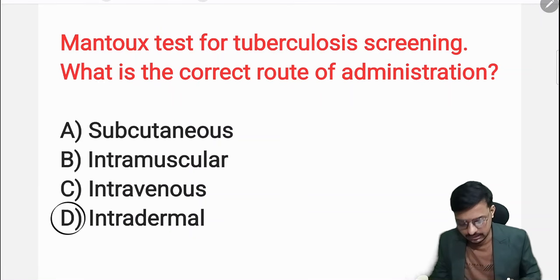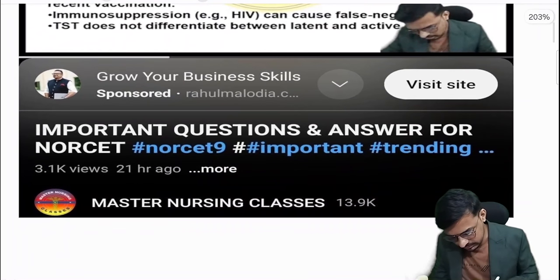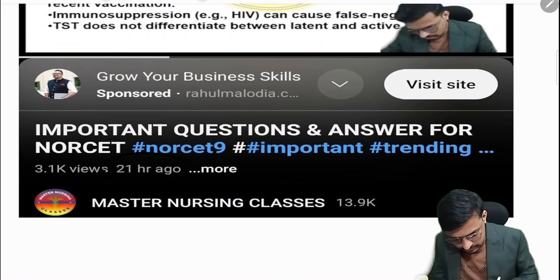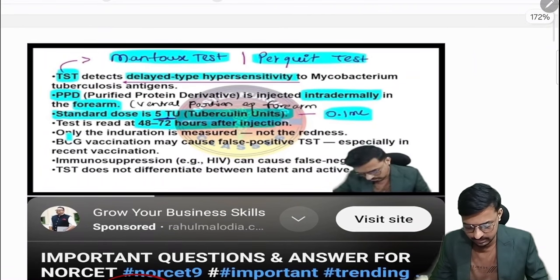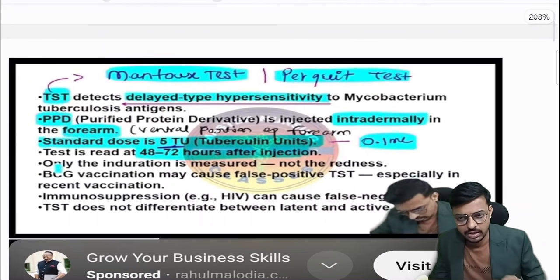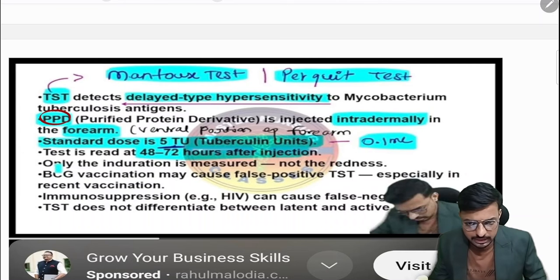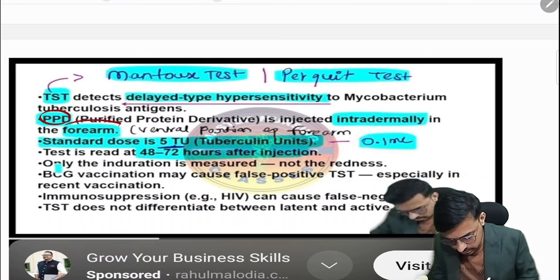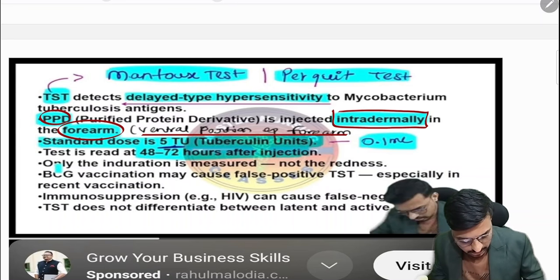Okay, so this is the correct answer, and here is the proof of what we dealt with just one day before the exam, 21 hours before the prelims exam. It is a type of delayed hypersensitivity reaction to the Mycobacterium tuberculosis antigen, and here we are giving the PPD, the purified protein derivative, to the ventral portion of the forearm, I told, and the route of administration was also highlighted, that is intradermal.